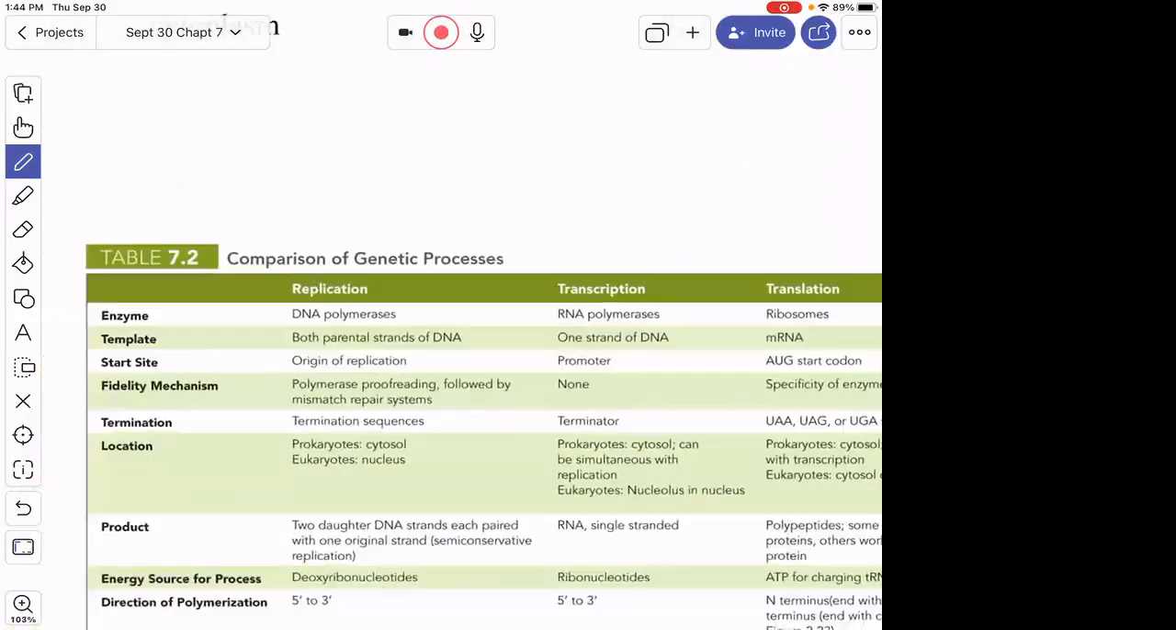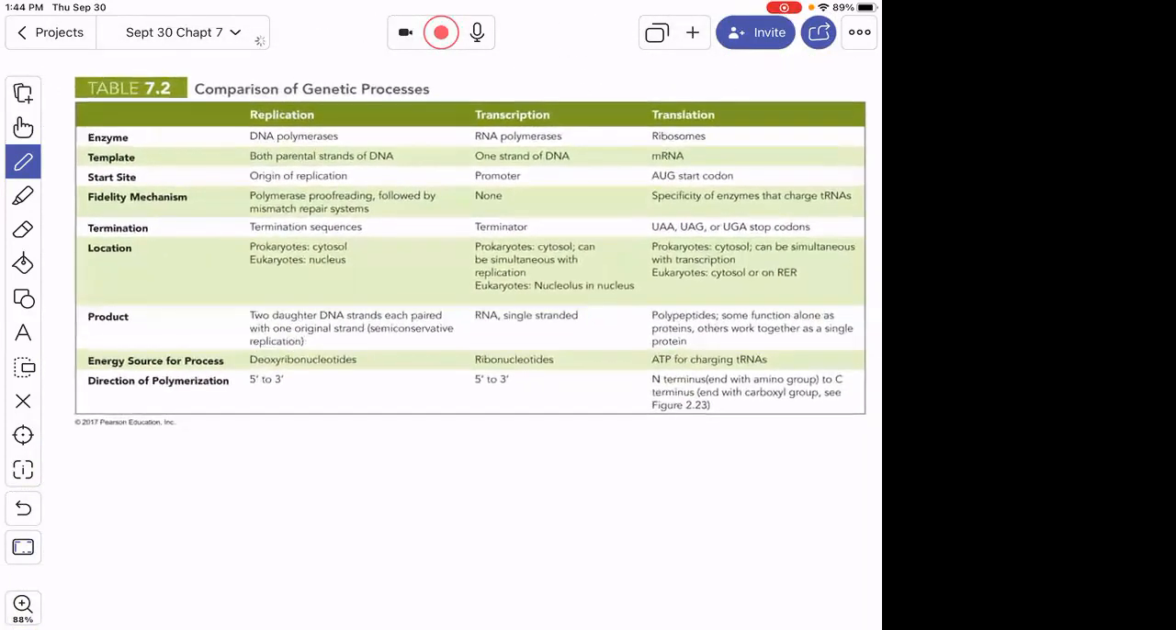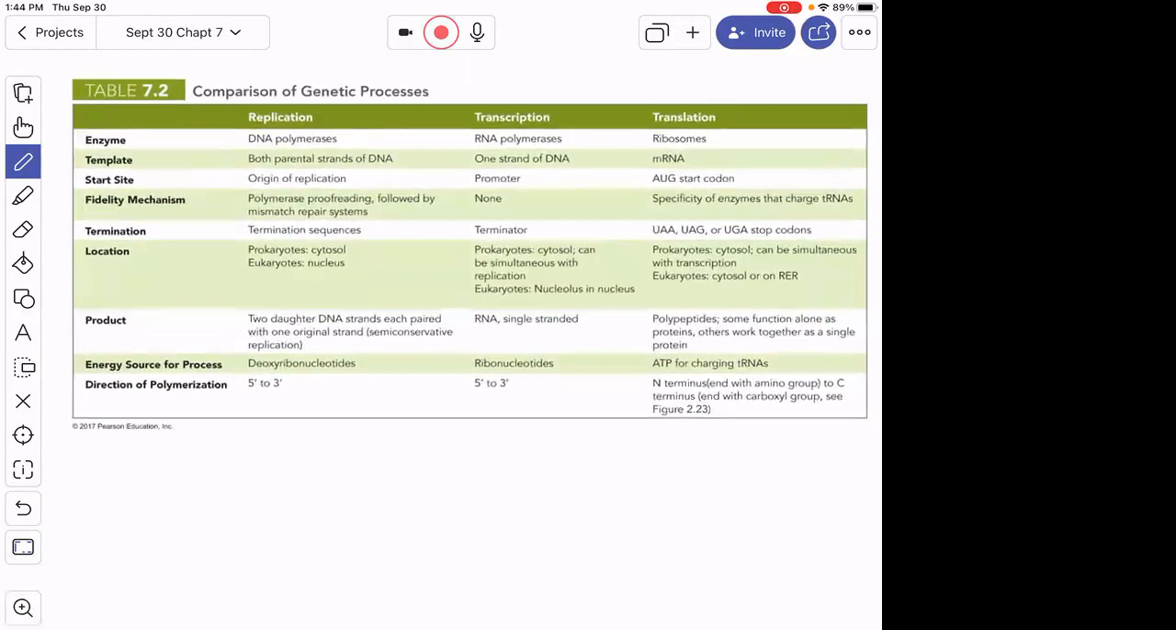All right, and I just wanted to draw your attention to a table in the book. Again, sometimes these tables are useful to quiz yourself. As you look through this, cover up part of it, and then see if you know. This is basically the basics of replication, transcription, and translation. But that's just a common thing for students to get all three of those processes mixed up.